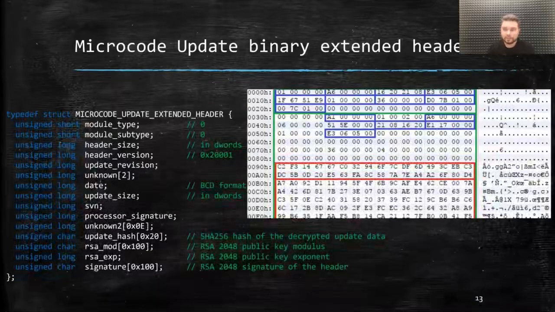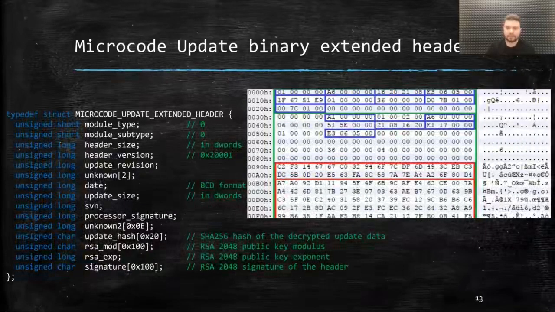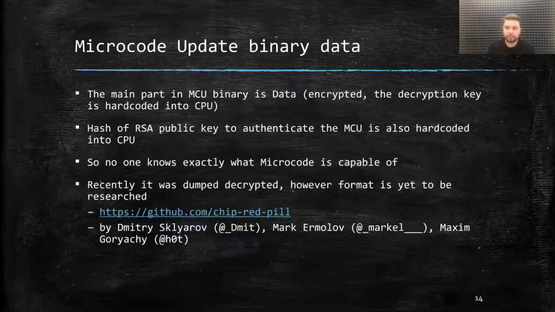It also has fields like version, sizes, processor signature, security version number to deprecate loading the downgraded versions of microcode once the given version is loaded. Also, this header has an RSA public key and signature, allowing the CPU to verify the integrity of the microcode update before loading it. The hash of the public key is hard-coded into the CPU, and based on my observations, can stay the same for a few CPU generations and even for production and pre-production versions of platforms.